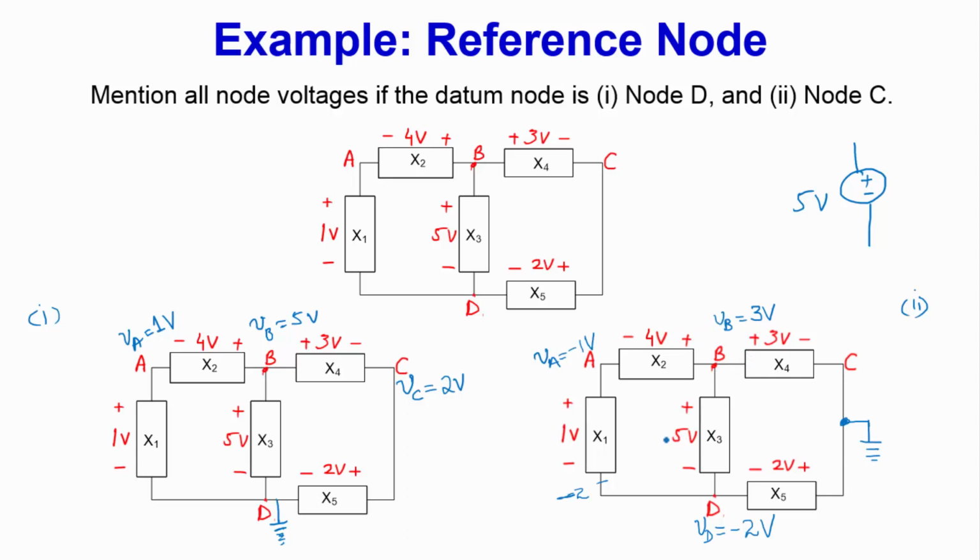Similarly, X3 enforces that the difference between VB and VD is going to be 5 volts. And if you look at VB, which is 3 volts, and VD, which is minus 2 volts, the difference between them is exactly 5 volts. So that is how we can tell that our solutions are correct.